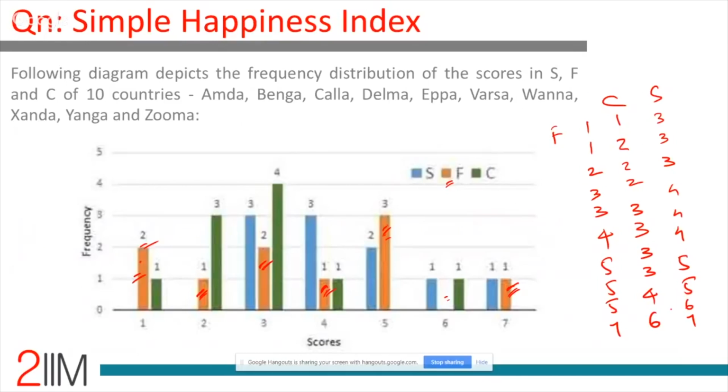Only then will we get a very, very happy. Nobody has got a 0, nobody has got an 8. All 10 data points are here. The C metrics are very interesting though. The S metrics, S for social support, very interesting. There's no 1 or 2. It starts only from 3.